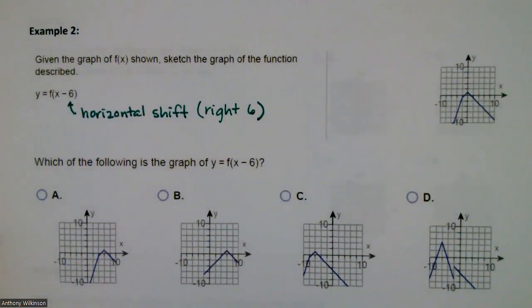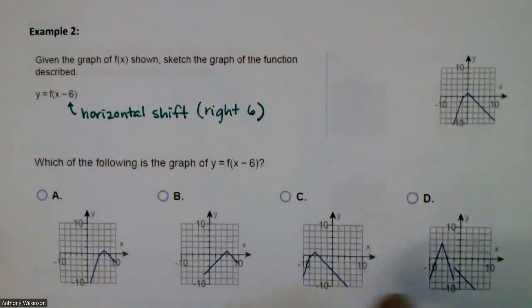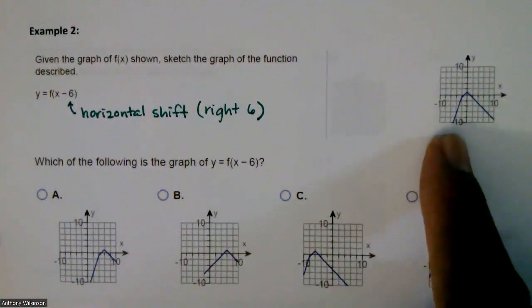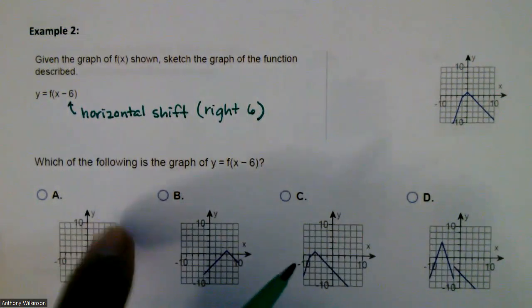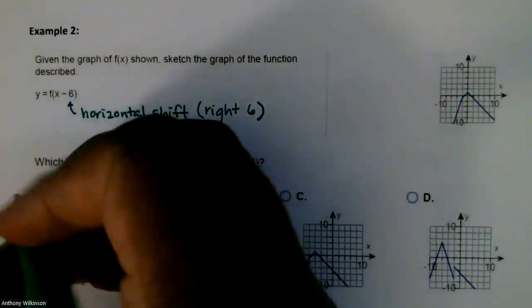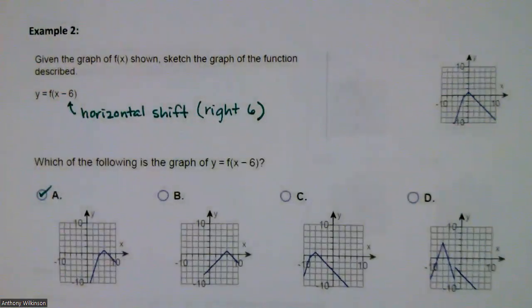So that means we need to pick which one of these represents the graph of this function that's been shifted to the right 6 places. And it looks like graph A would be the one that looks like it's been shifted to the right 6 places. All right, so graph A would be the best fit for this graph of y equal f of, in parentheses, x minus 6.